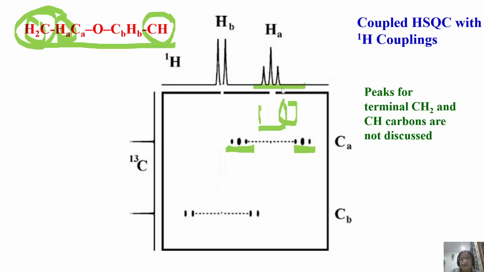Understand? In the original HSQC spectrum, you had only two peaks because of coupling of carbon with proton. Now each line of this is split into a triplet because of coupling with two protons. Hence, it is going to be doublet of triplets. In the direct dimension, it appears as doublet of triplets. Whereas in the carbon 13 dimension, it is still a single peak. Is it clear? There is no change at all.